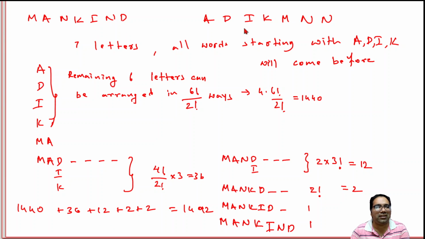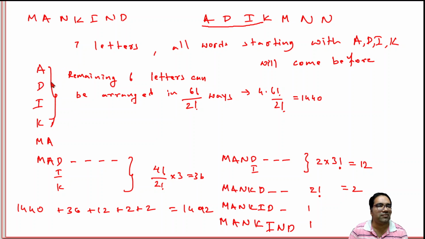alphabetical order, we'll get A, D, I, K, M, N, N. This is in the alphabetical order. What does that mean? We have how many letters? We have seven letters. What does that mean? All the words starting with A, D, I, K will come before M. So all of these words will definitely come before MANKIND.